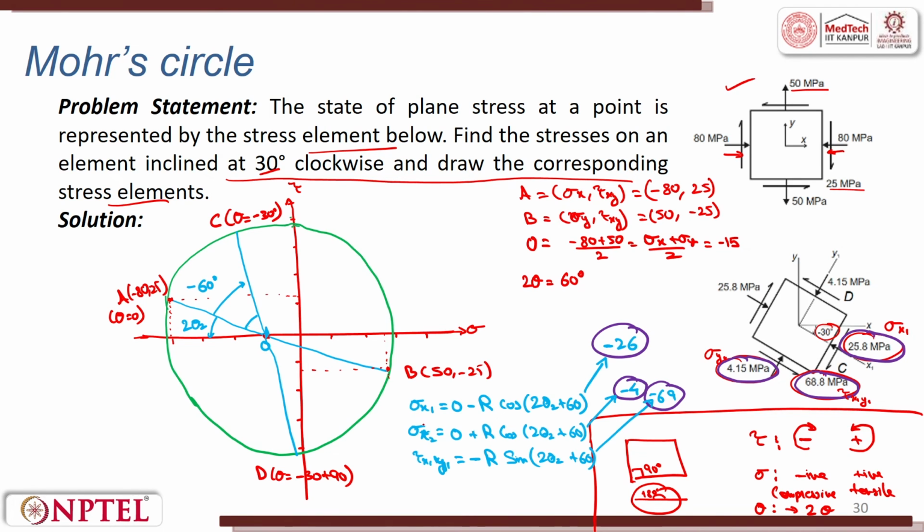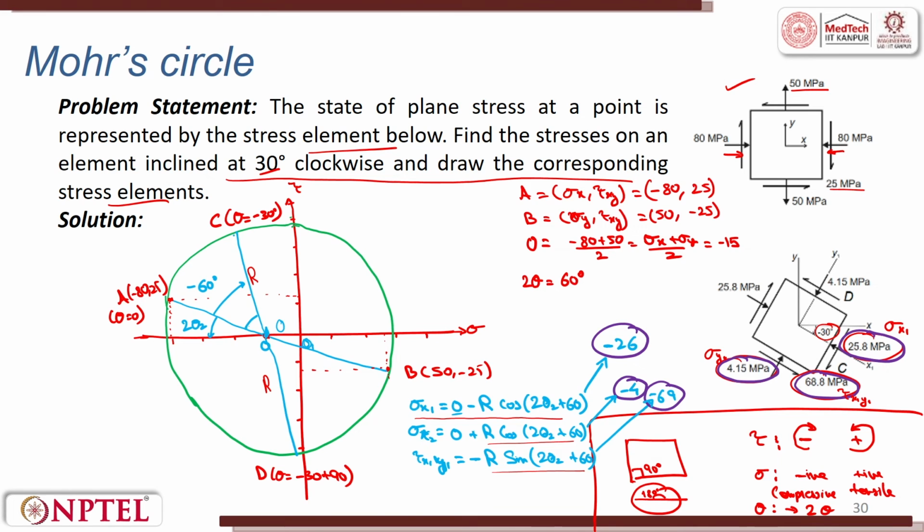Though I have put these components here for sigma x1, that is O minus r cos 2 theta 2 plus 60. So, where is r? R is the radius of the Mohr circle. This is r here, this is r here. To explain these components, r cos 2 theta 2 plus 60 and r sin 2 theta 2 plus 60, I will just draw two triangles here. So, this is a triangle. I have put this point as O. Let me say this origin is O1, right. So, this is capital O, big O here.